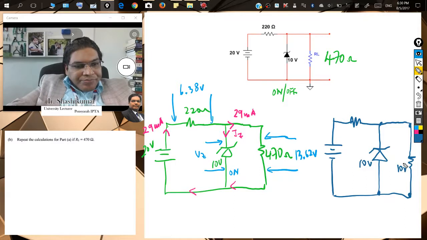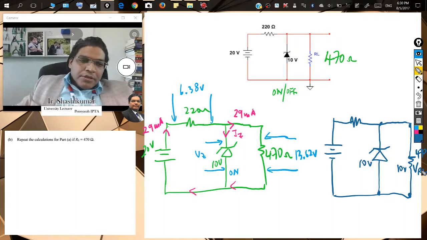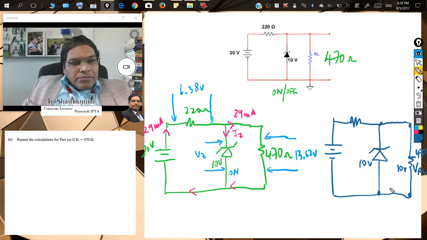So your VRL is 10 volts. This is 470 ohms, so in that case, this is clamped to 10. So this 13.62 volt is no more valid when you put in the Zener diode and it is in the on condition. Okay, so now that will be here 220 ohms. So what will be the voltage across here?